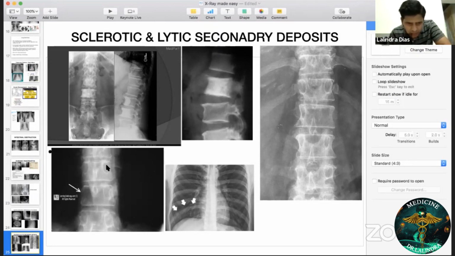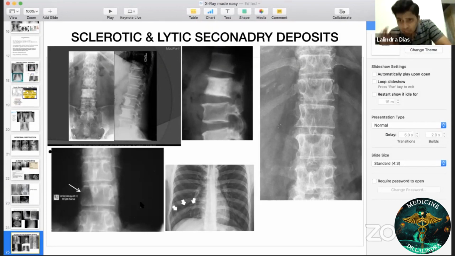And look at this vertebra. Here there's the owl's eye. Bottom one there's owl's eye. But here the owl's eye appearance is lost. Here the eye is present, but here the eye is absent. So there's again pedicle destruction. That's another feature of lytic metastatic deposits following some other cancer, secondary metastatic deposits.